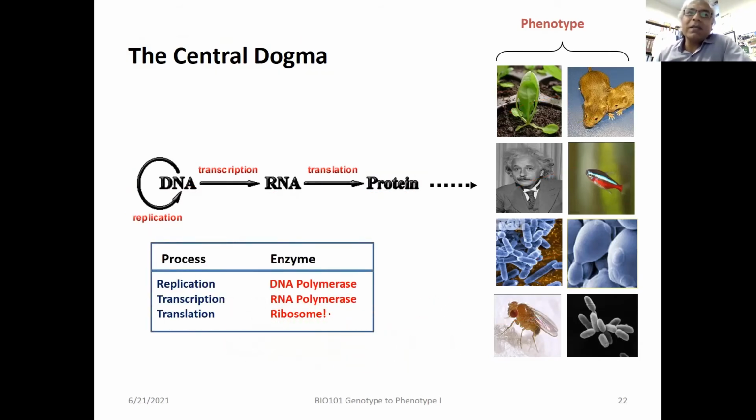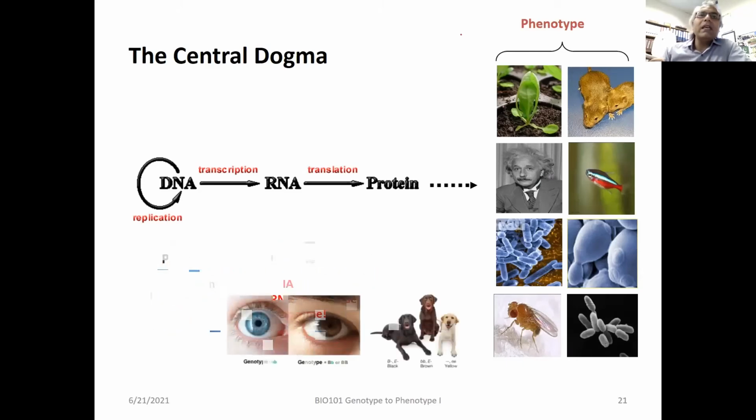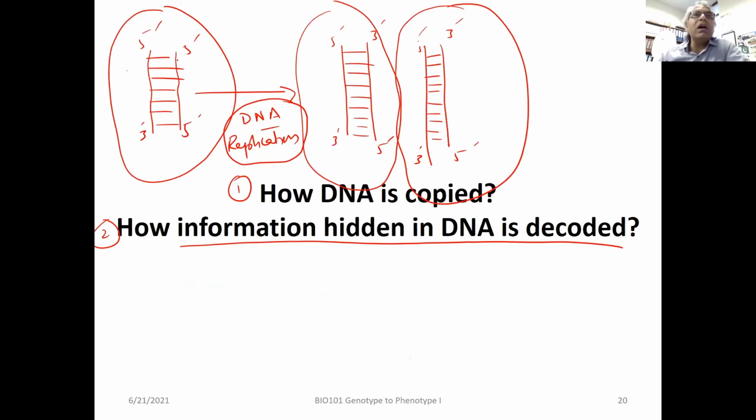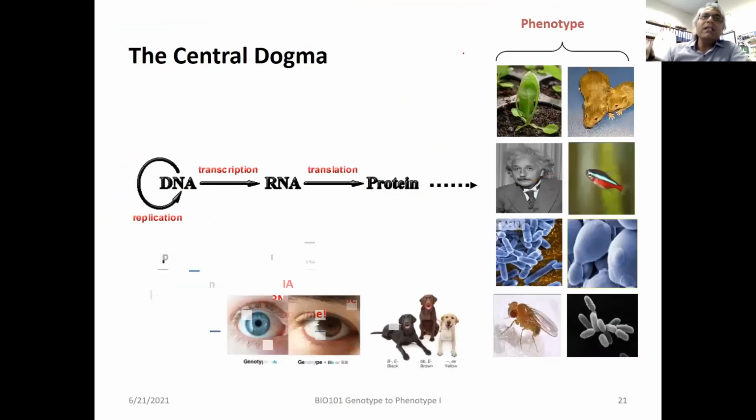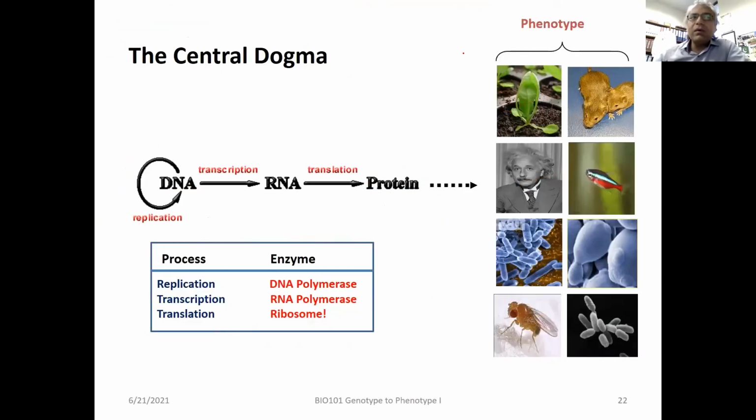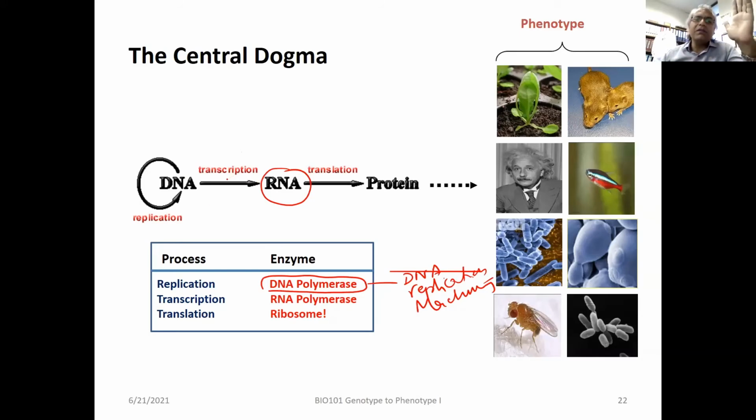Now, how does this process take place, how is DNA able to replicate itself, to go from a single molecule to two molecules? There's a dedicated machinery. The enzymes which copy DNA into DNA are called DNA polymerases, and we call this the DNA replication machinery. We are going to look at it in detail. The enzymes which make an RNA by copying DNA are called RNA polymerases. And the complexes which make a protein by decoding RNA are called ribosomes.